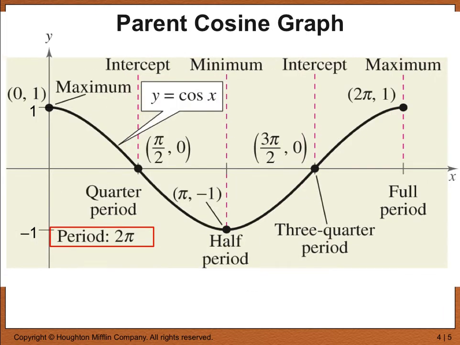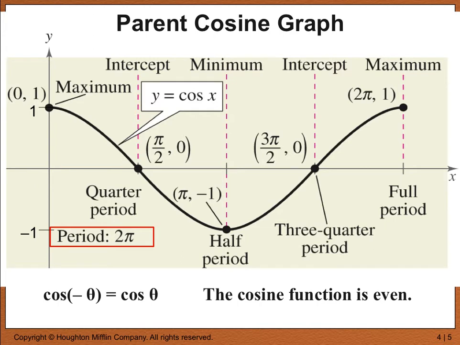The parent cosine graph. As you can see, the parent cosine graph is very similar to the parent sine graph. In fact, they have the same exact shape, except that they're out of phase with each other by exactly pi over 2 units. We'll get into that a little more later. This has to do with the fact that they're cofunctions. But in any case, we can see that the domain is all real numbers, the range is from -1 to 1, the period is 2 pi, and we still have critical points of beginning of the period, quarter period, half period, three-quarter period, and full period. But notice that the x and y coordinates for those critical points are different for the cosine graph.